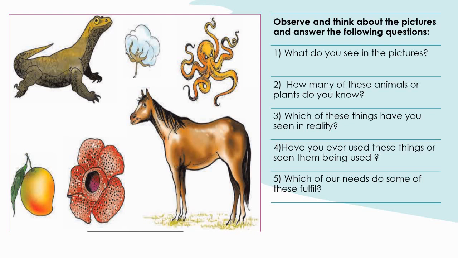I'm sure you all must have at least recognized mango, cotton, horse, and octopus. And we know the uses of these things. Cotton is used for making clothes, mango is used for eating as a fruit, horse is used for riding, and octopus is a type of fish. But other things maybe you must have not identified. Find more information about the things you could not identify.